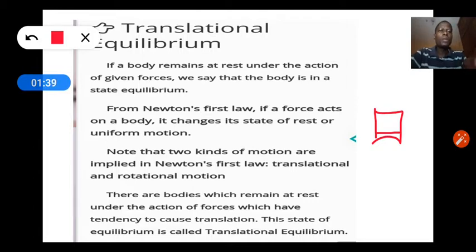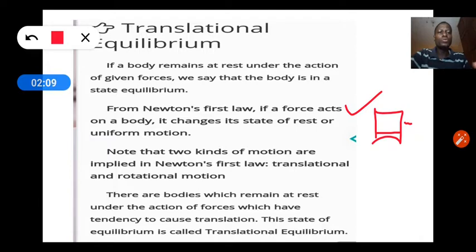Now, let's look at Newton's first law. That's this law here. If a force acts on a body, it changes its state of rest or uniform motion. When I apply a force to this body at rest on the screen here, it changes its state of rest or its uniform motion. If it's already moving, it changes its uniform motion.